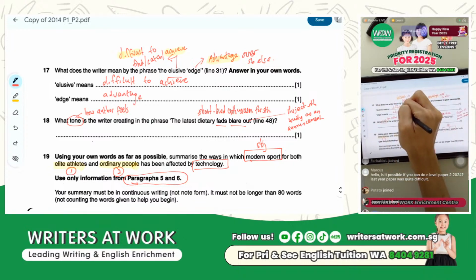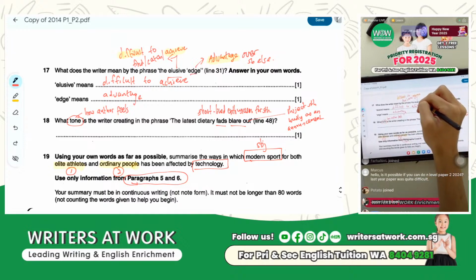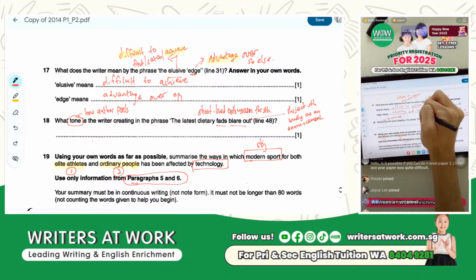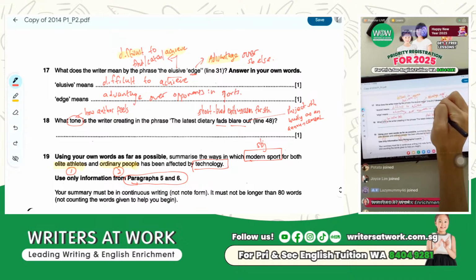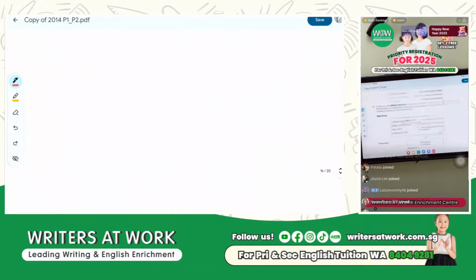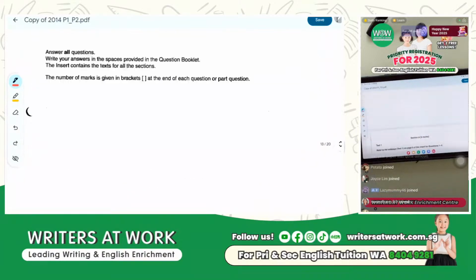Okay, so I think we need to be very careful. This edge here is not talking about any kind of advantage. It's very specific to the advantage over opponents in sports. Okay, so we need to clearly define those kind of boundaries. Okay, so some of you may be asking, then what if I don't have the vocabulary that is needed? So how do I navigate this question?